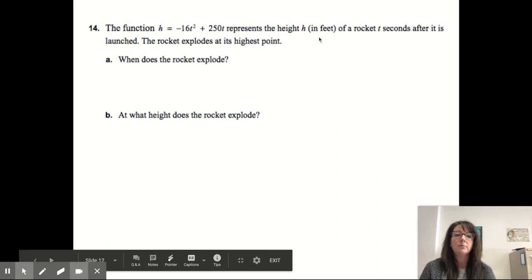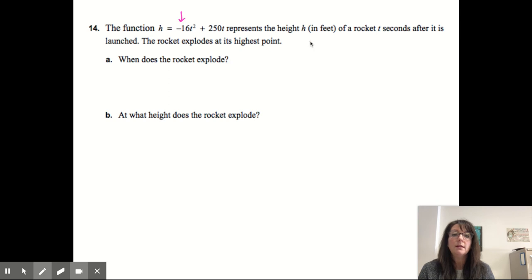We have a function that represents the height in feet of a rocket t seconds after it's launched. The rocket explodes at its highest point. So looking at A, we know that it's going to have a maximum value, right? Because the rocket is going to go up and then come back down. And so this maximum will be the highest point. H, the output, is measured in feet and t is a measure of time.